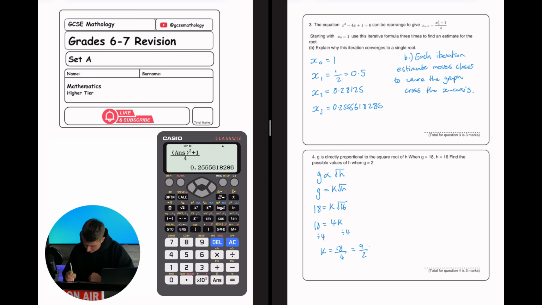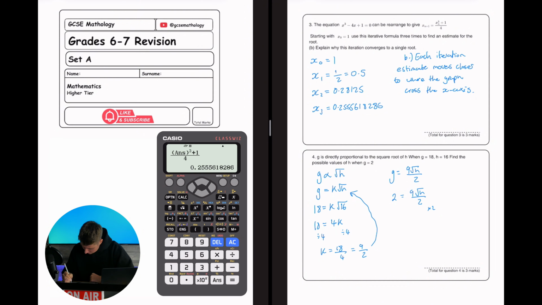So we can rewrite that in this formula here. g is equal to 9 root h over 2. And it says find the possible values of h when g is equal to 2. So 2 is equal to 9 root h over 2. So we just solve the equation for h.